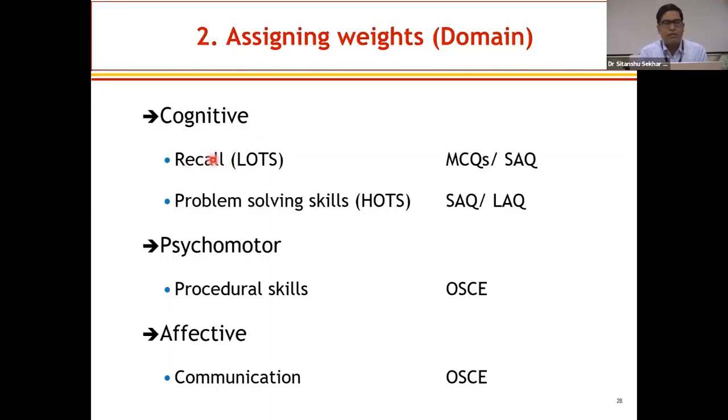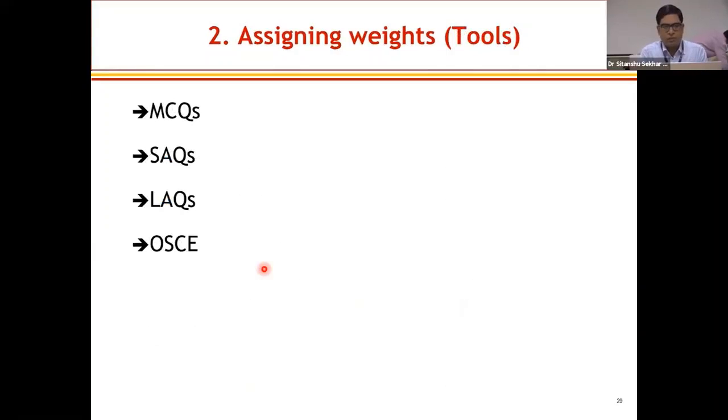Now, recall or lower order thinking skills are usually assessed by MCQ and short answer questions, and problem solving skills by short answer questions and long answer questions. MCQ can also be used for problem solving skills depending upon the way we formulate it. The second one is psychomotor skill. In this, it is usually the practical or OSCE that can be done. Affective or communication, when we are assessing, it is OSCE. So these 3 domains, we have to give weights to them. The third thing is the tools, which are linked to the domains. The methods of assessment we are going to use in our final summative assessment are MCQ, SAQ, LAQs, and OSCE.